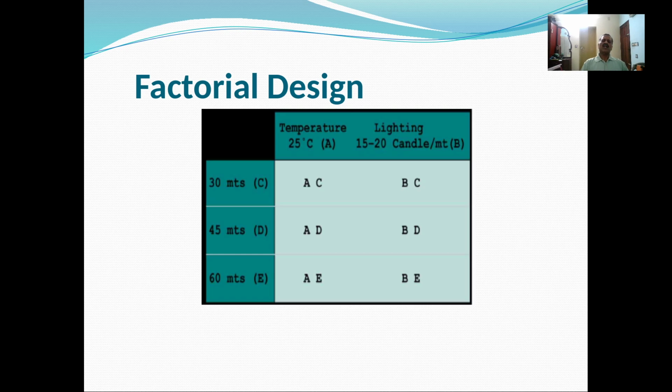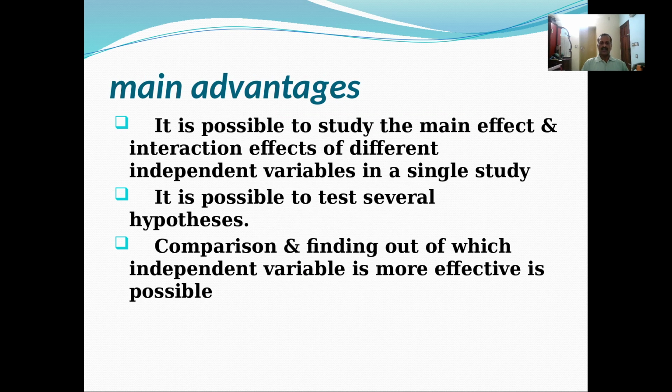There are so many advantages associated with the factorial design. Well, these are the main advantages. It is possible to study the main effect, that is, temperature is a main effect, lighting is a main effect, and along with that, the interaction effect of different independent variables in a single study also can be studied.